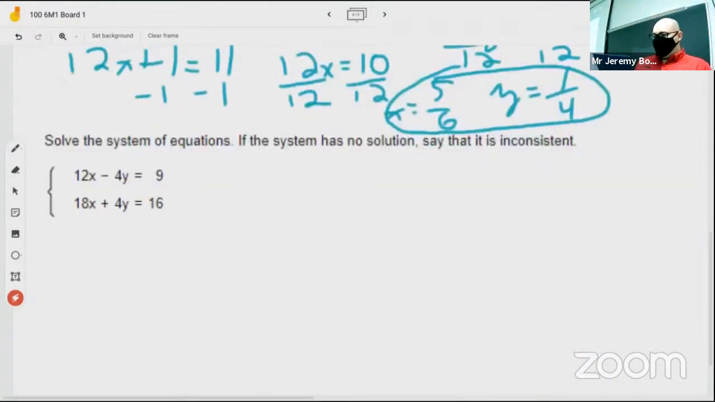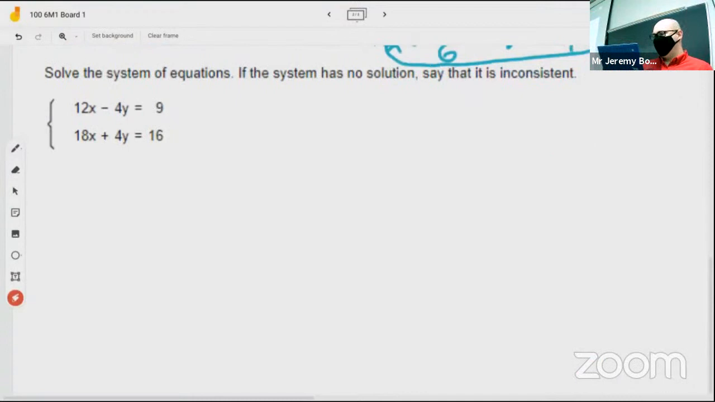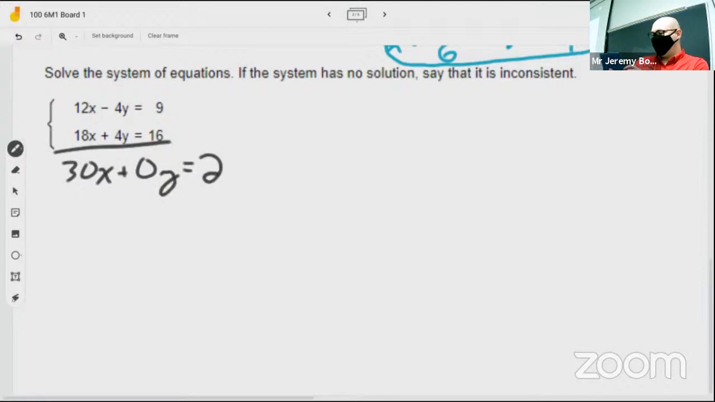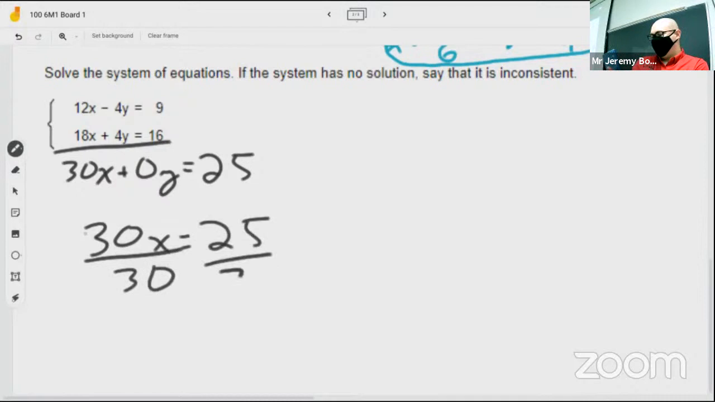All right. Third one. See, this one's already set up, right? We have the negative 4y and the positive 4y. So let's just add them up as is. And so we'll have 30x plus 0y is equal to 25. And so 30x is equal to 25. Divide both sides by 30. x is equal to 5/6. It's interesting, huh?